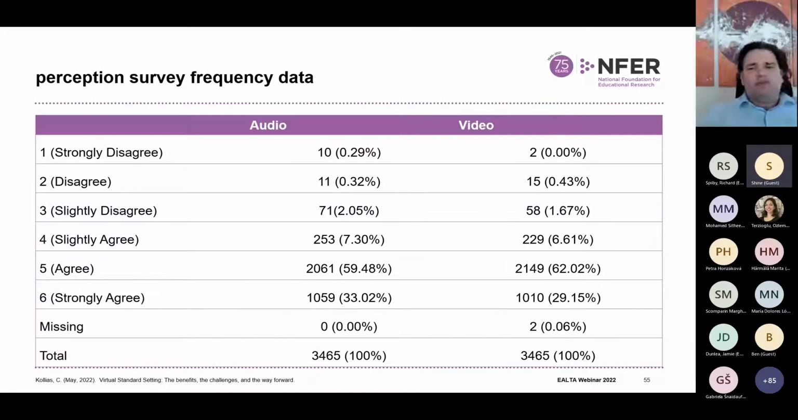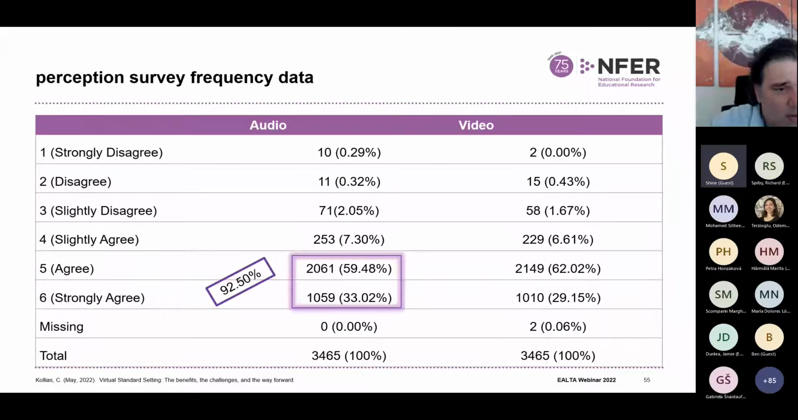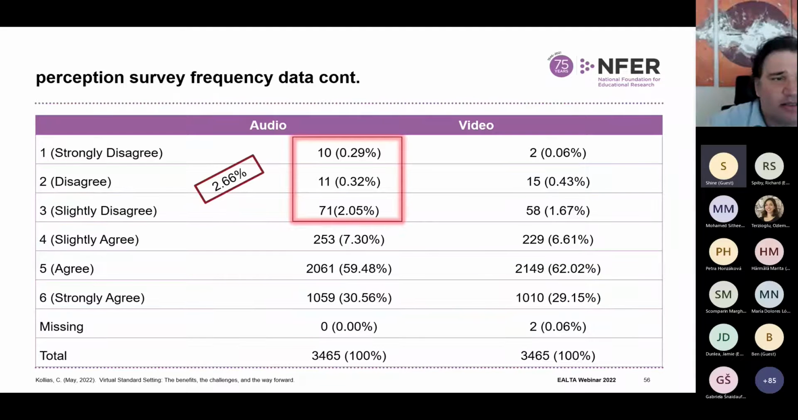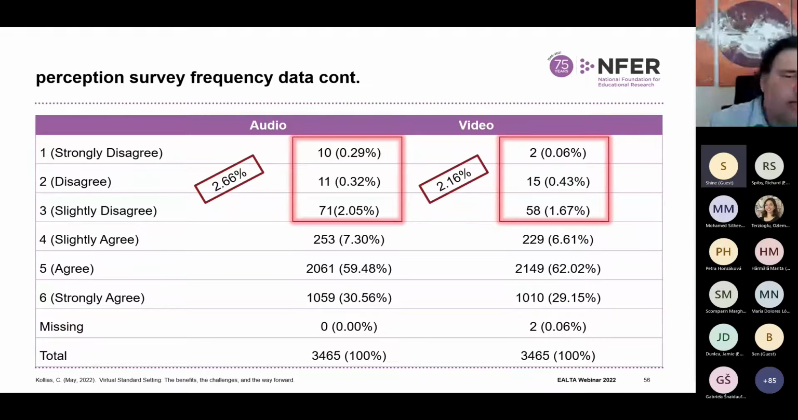Now, to give you a picture of the quantitative responses, here's my problem, and this is why I couldn't use Rasch, unfortunately. Everything was positive, more or less. 92.5% of the responses were agree or strongly agree in the audio, and 91.17% in the video. If we look at negative responses, 2.66% in the audio and 2.16% in the video. So they were really positive as far as their perceptions.